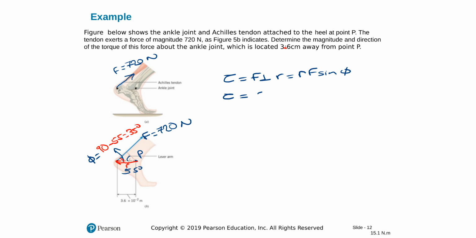Tau would be then 3.6 centimeters. Let's convert that to meters. R is 3.6 centimeters. Divide by 100, that will be 0.036 meters. We put that in here. We can again drop the units, I just like to put in the units. 720 Newton is the force times sine 35 degrees.